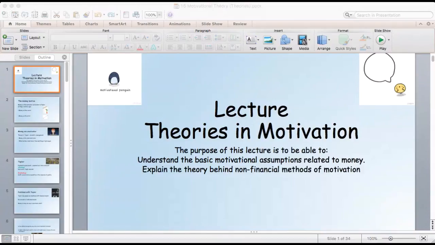Now, Taylor, with scientific management theory, believed that money was the main motivator. So he's saying, what would workers want? Well, higher wages every single time. If you want someone to be more productive, then you need to pay them more. So in order to do that, he suggested payment by piece rate.